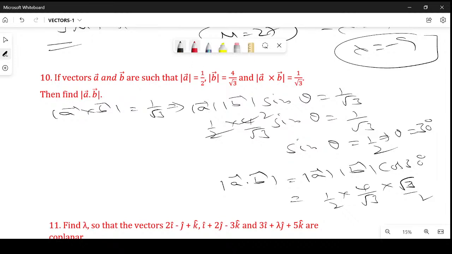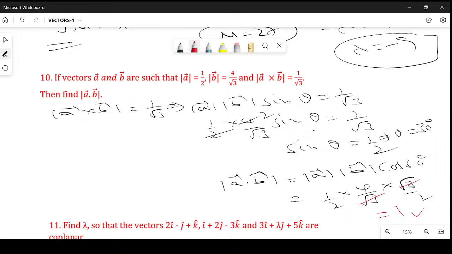Now I can simplify. This root 3 I can eliminate, so 4 by 4 gives 1. So that is the result, right? Mod a bar dot b bar is equal to 1 here. That will be your answer, right?